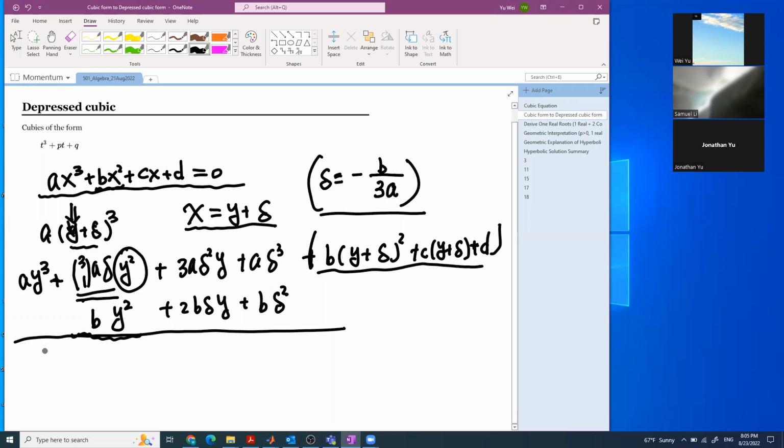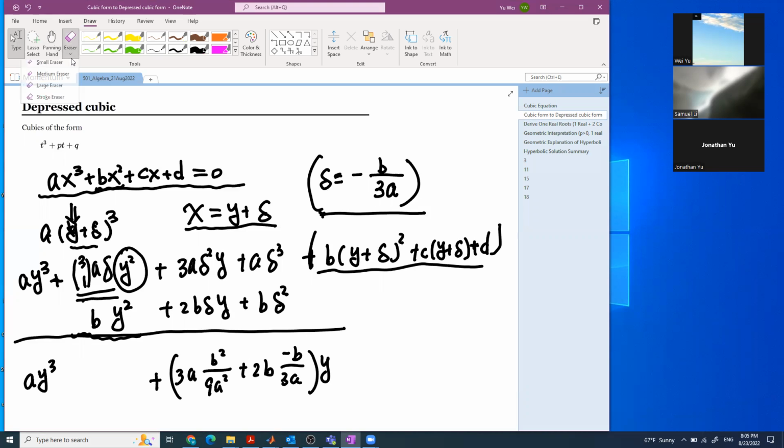Okay, so now let's do it. Let's replace delta with this number. So we have a times y cubed. Then we don't have this one, right? Then we plus 3a times b square over 9a square, then plus 2b times negative b over 3a times y. Okay, then we have this term. I'm sorry, we have more terms.